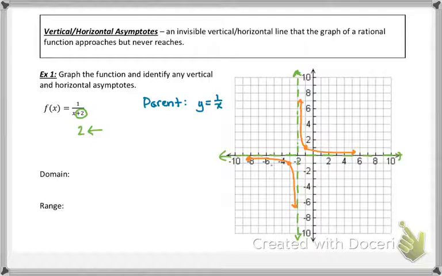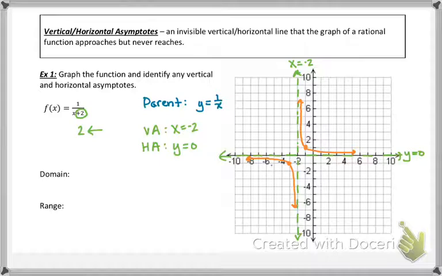Now I identify the domain, and the vertical and horizontal asymptotes. Let's identify those first. I have a vertical asymptote, that's a vertical line at x equals negative 2. That's my invisible vertical line that my graph approaches. And then I have a horizontal asymptote at just y equals 0. That didn't move. That's right here. So basically those are my 2 boundary lines.